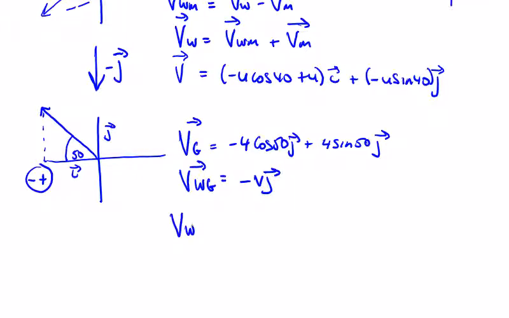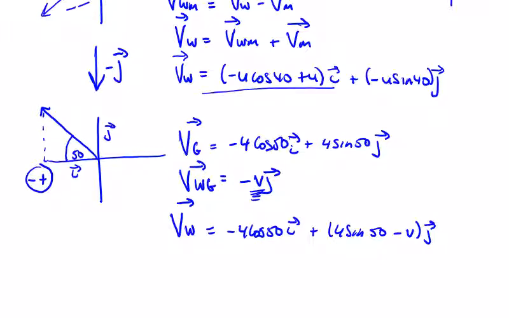So the velocity of the wind is these two added together, just don't forget your w's. That's equal to minus 4 cos 50 in the I direction, and plus 4 sine 50 minus v in the j direction. We can just focus on the u part to be able to solve this question. So we have minus u cos 40 plus 4 has to be equal to minus 4 cos 50.